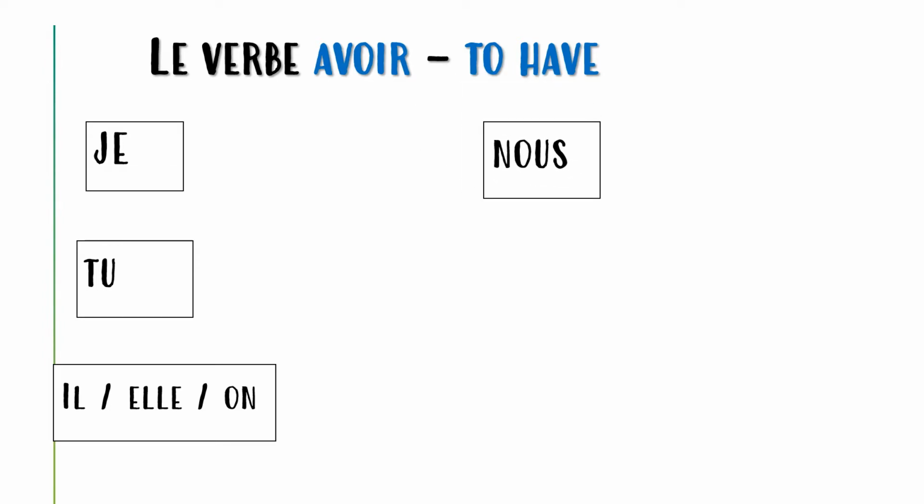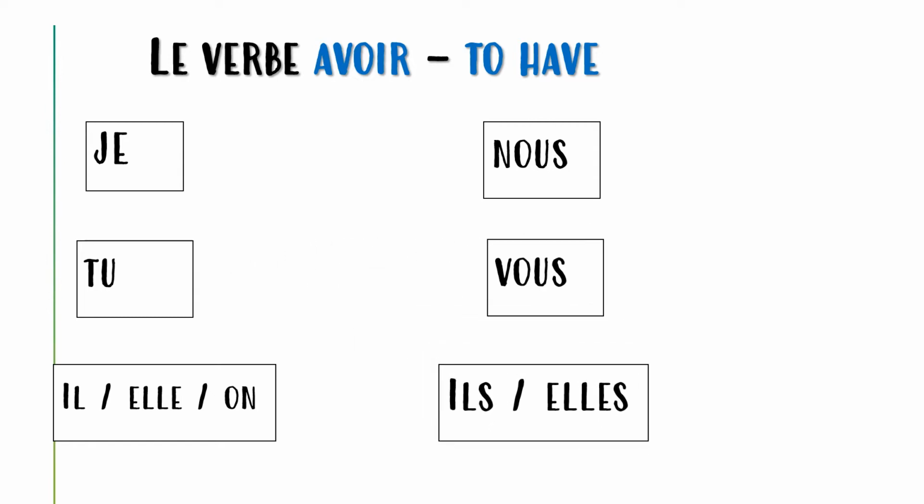We're not using on to mean we, we're using nous as it is more formal. So nous for we, vous for you, and ils, elles for they. Alright, so it's je, tu, il, elle, on, nous, vous, ils, elles. Je, I, tu, you. Il, elle, on, he, she, one, nous, we, vous, you, ils, elles, they.